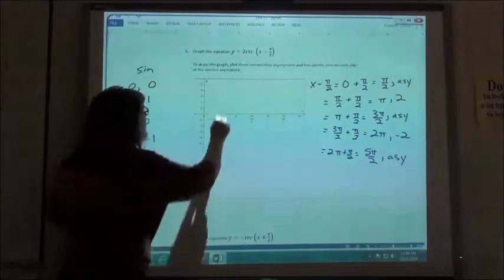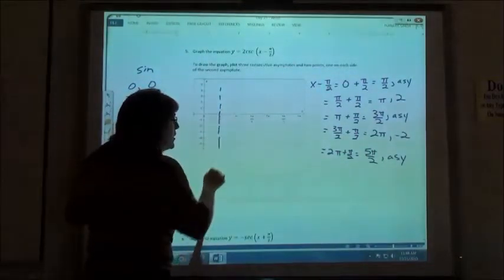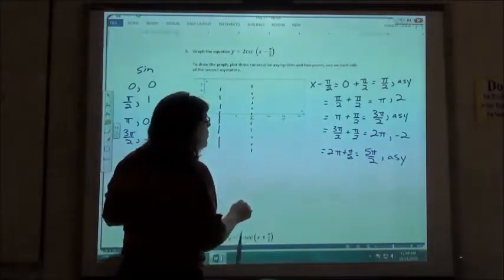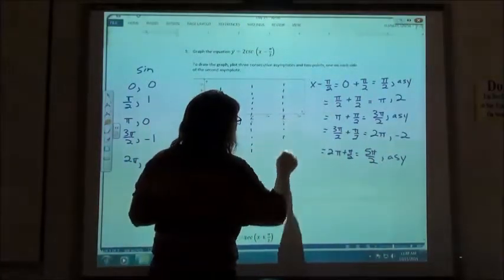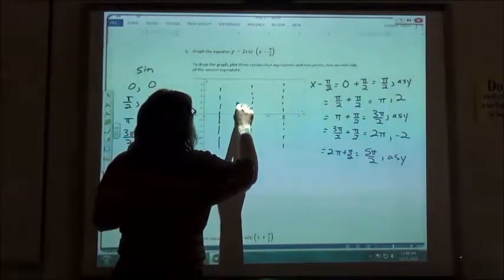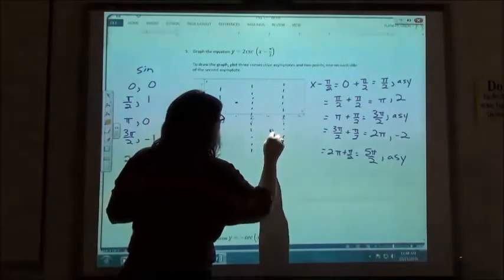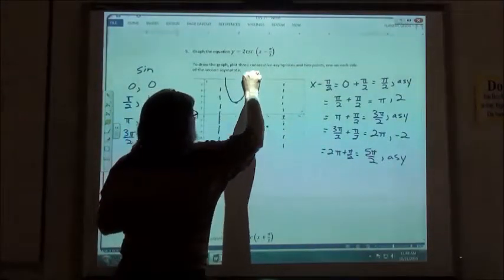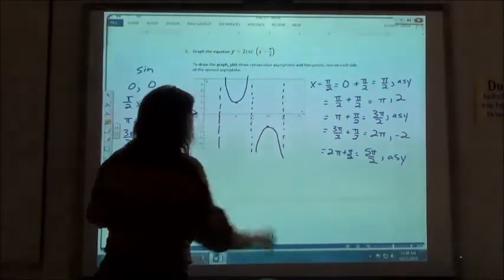So at pi over 2, I have an asymptote. At 3 pi over 2, I have an asymptote. At 5 pi over 2, I have an asymptote. At pi, I'm up to +2. At 2 pi, I'm down to -2. And when I hit graph, then I'm going to have the graph of my cosecant curve.